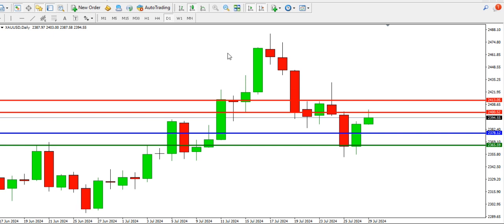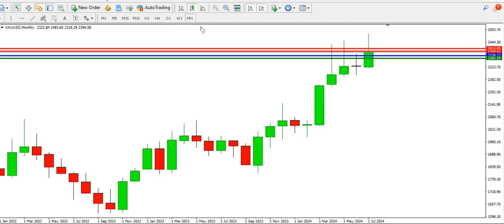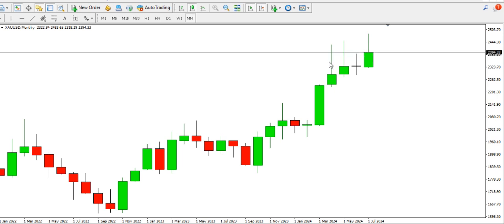Now let's quickly take a look at what has happened on the monthly time frame. On the monthly time frame, we can see that right from this particular month, I'm talking about the month of July, June, May, April, right from the month of April, gold has been forming wicks on the monthly candles. We can see a wick around here, a wick, another wick.